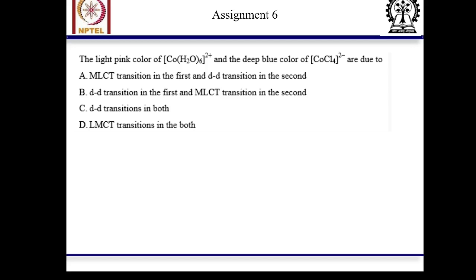Hmm. Anyone else? Why are you saying it? D? That is also not correct.